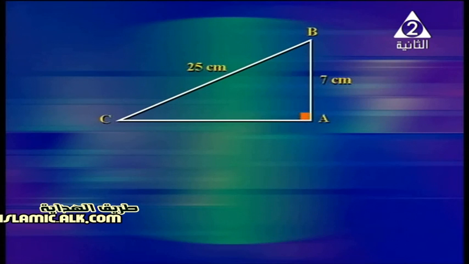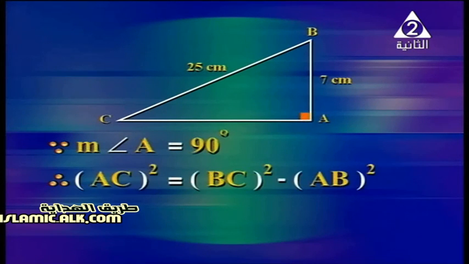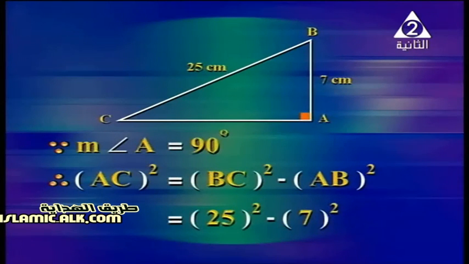Now, when you look carefully at such a drawing, you are going to notice that you do not know the length of AC. Can you find the length of AC? Very good. You can find it. How? By using Pythagoras theorem, which you have studied before. Since measure angle A equals 90 degrees, you can use Pythagoras. Then AC to the power of 2 equals BC to the power of 2 minus AB to the power of 2. So it is 25 to the power of 2 minus 7 to the power of 2.